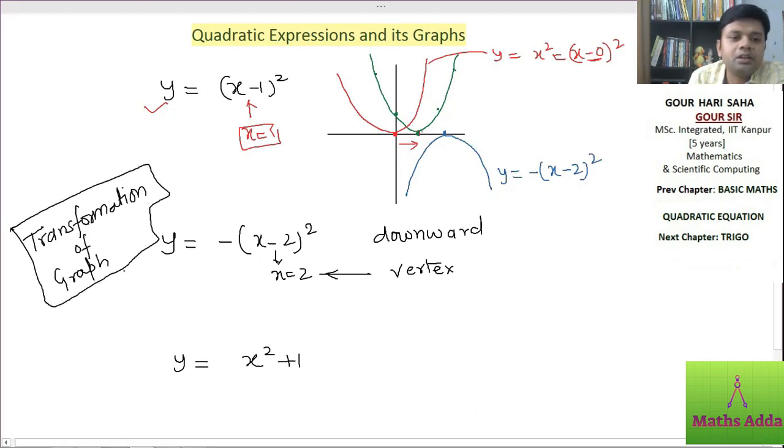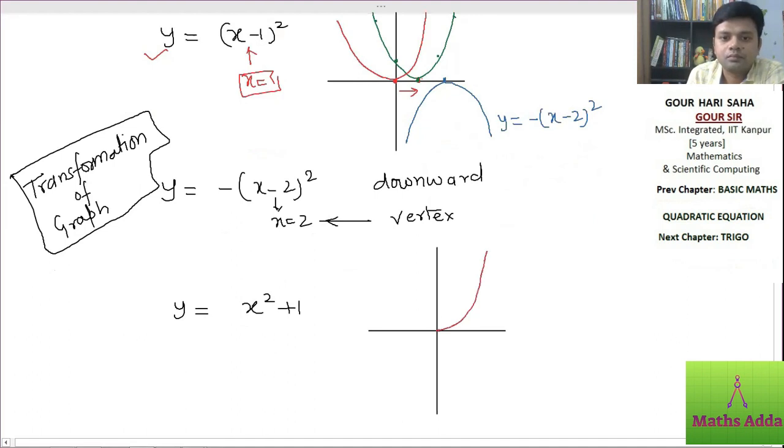We will be learning it in class 12th in the relations and functions chapter. When we learn that, it's very easy to plot graph of x square plus 1 from graph of x square. So this part we will be covering today also. Let's see. So graph of x square is this. Here it is x square plus 1.